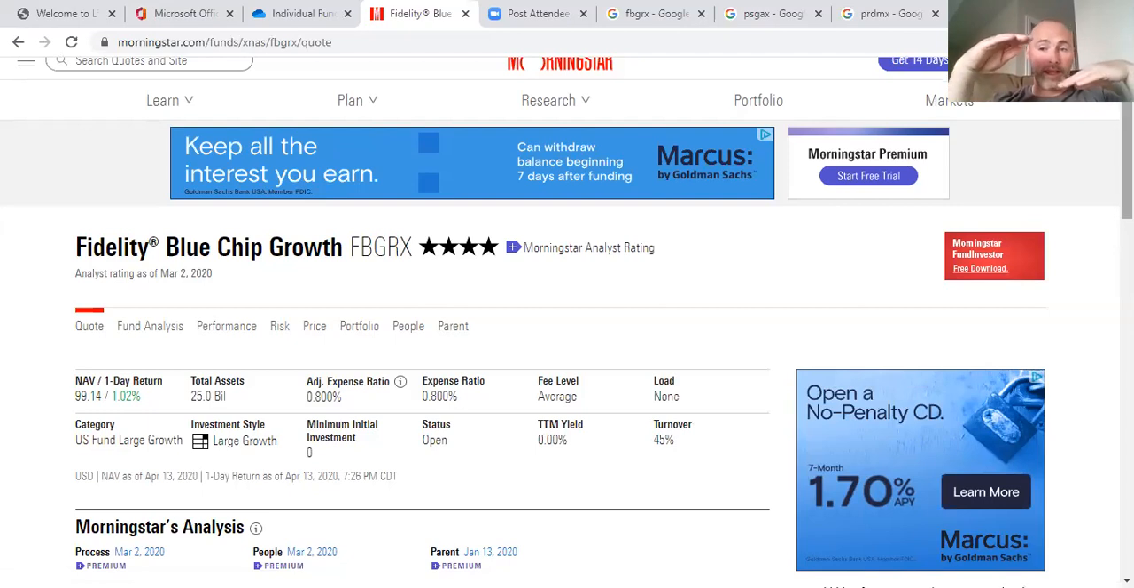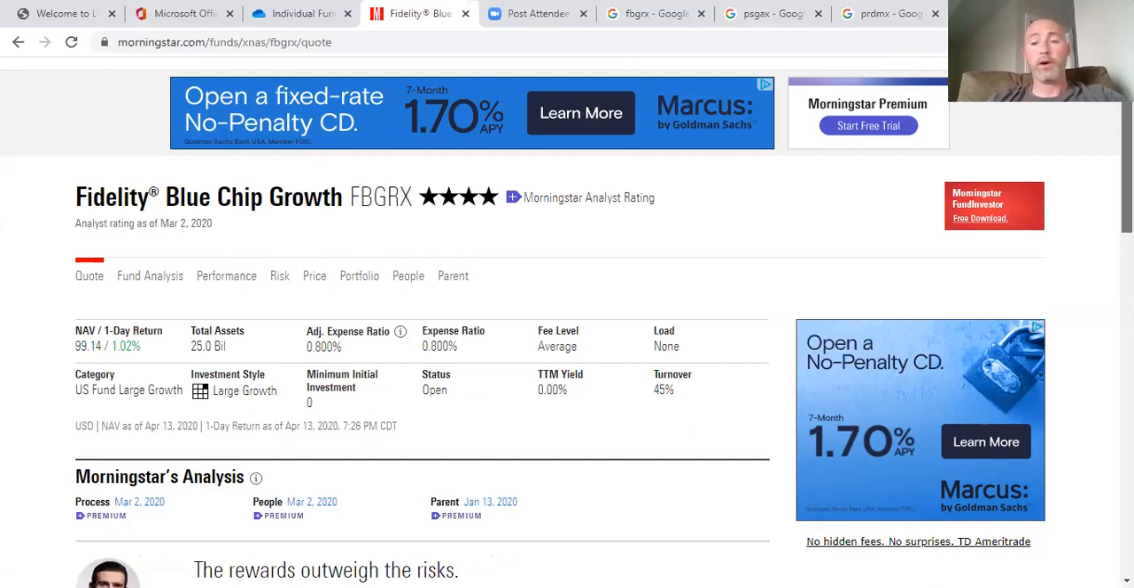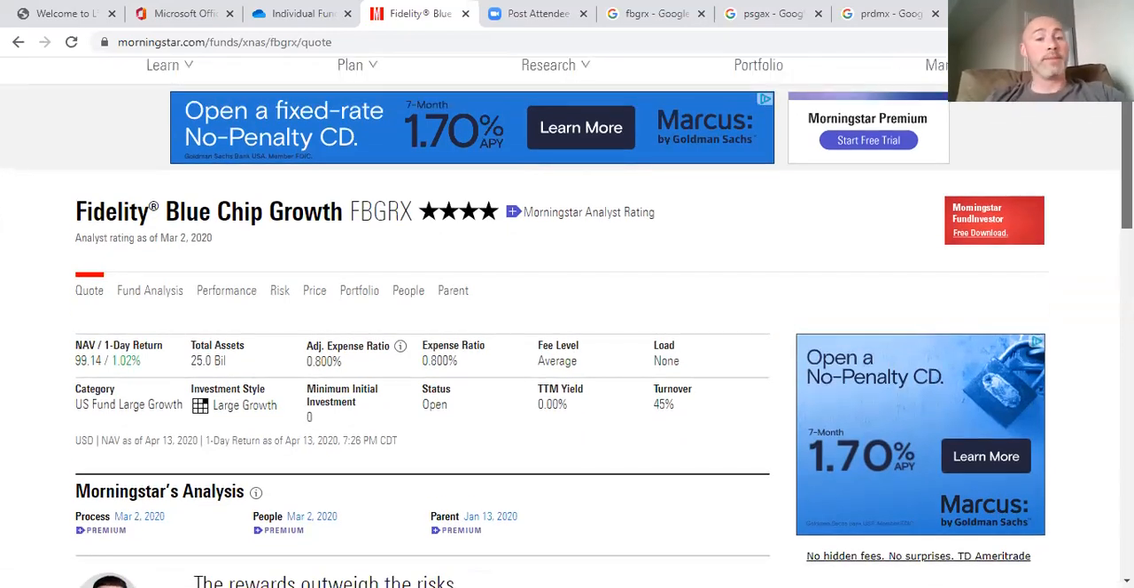Market goes up, it'll go up a little bit. Market goes down, it'll go down a little bit. Okay, it's a blue chip fund. It is just very steady, and you want that stability in your investment portfolio. So 33% of my money is here.